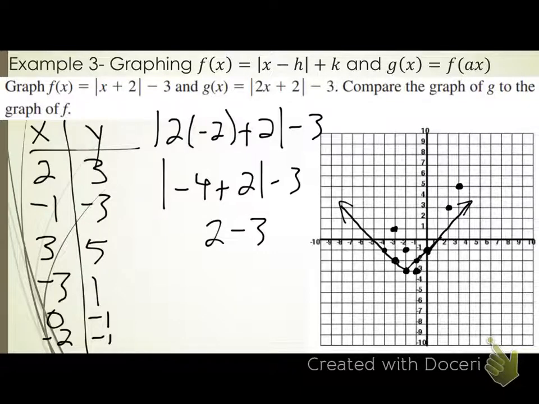So now I've got a bunch of points and I see a V forming, correct? So let's connect my points. It is kind of cluttered a little bit. That's okay. There's my graph of g of x.